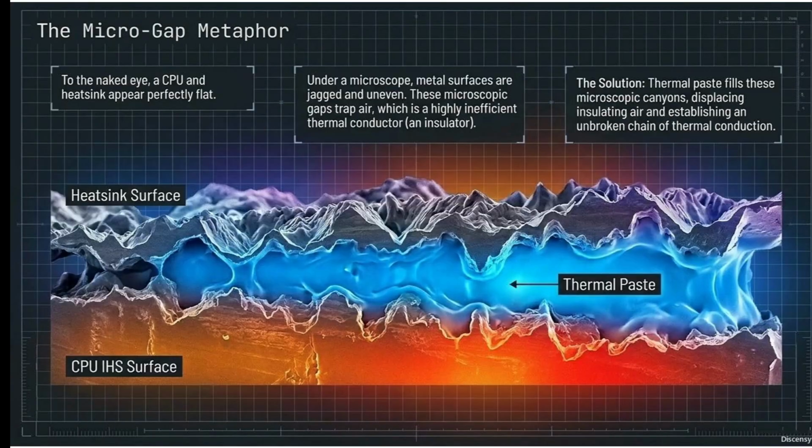The micro gap metaphor. To the naked eye, a CPU and heat sink appear perfectly flat, but they're not completely flat. When we go to a smaller, microscopic level, the metal surfaces are jagged and uneven. These microscopic gaps trap air, which is a highly inefficient thermal conductor. As you know, air is an insulator, in the sense that it is not going to conduct any heat.